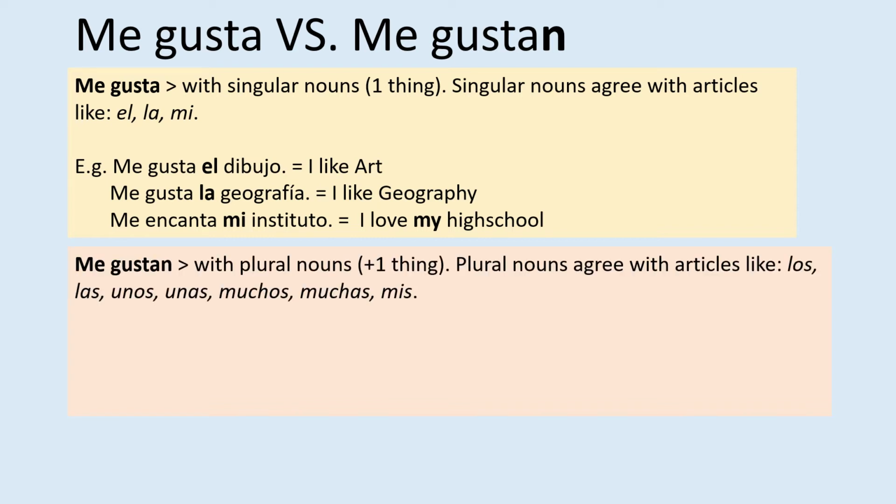So when do we use "me gustan"? We use "me gustan" or "me encantan" with plural nouns, when I am talking about more than one thing, when I am giving my opinion about more than one thing. So plural nouns agree with articles like "los" or "las" or "unos" or "unas", "muchos" or "muchas" or "mis". And as you see, I'm stressing a lot that S at the end because as well as in English, that S is a mark of plural.